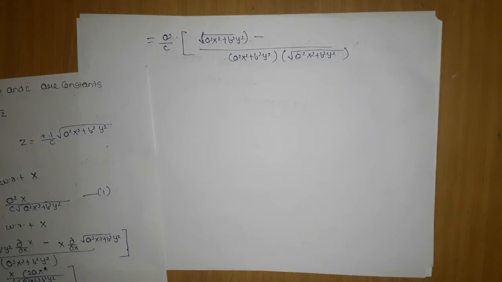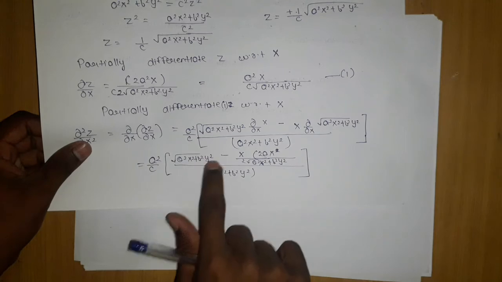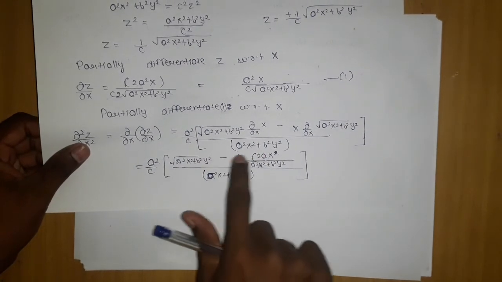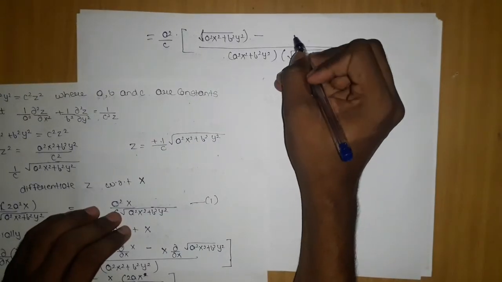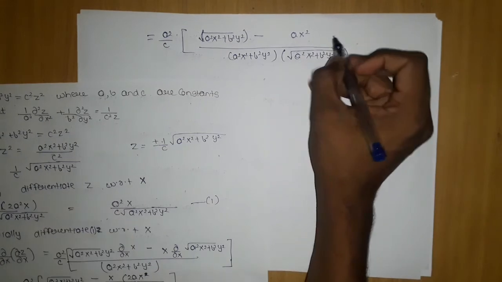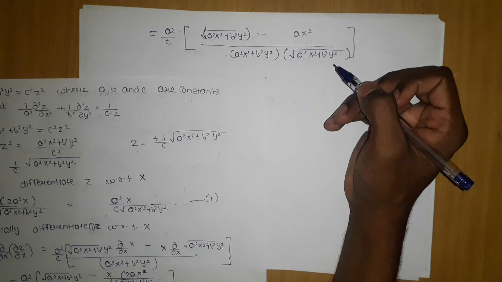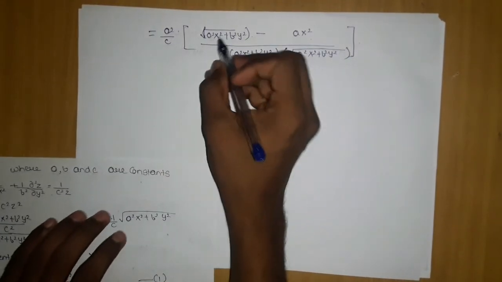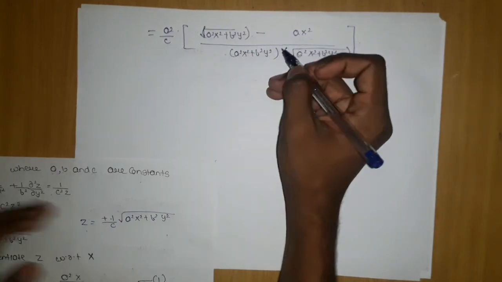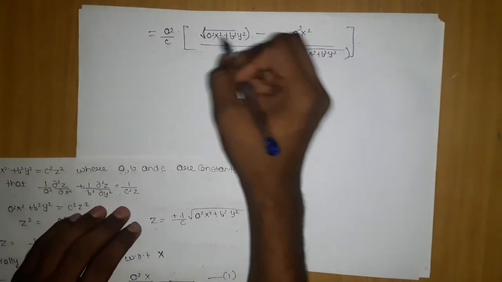Okay, listen, this under root when multiplied with this, we will be left with a square x square plus b square y square. This 2 will cancel out. Here we will be left with ax square. Now what we are going to do, if I open this, since it is not under root, this will cancel out with this. This will be a square. This will cancel out with this.